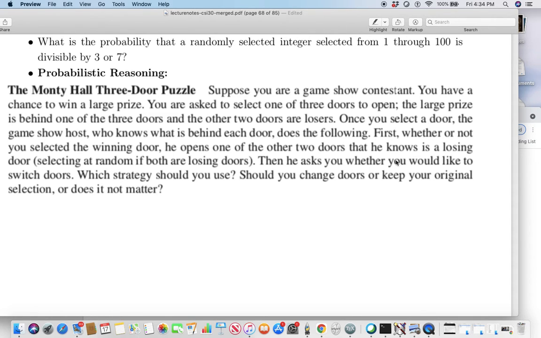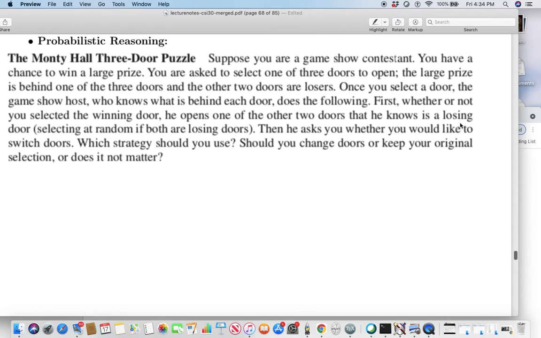Then he asks you whether you would like to switch doors. Which strategy should you use? Should you change doors or keep your original selection? Or does it matter? Well, what if you chose right first? If you switch doors, then you lose. You see, that's the thinking.